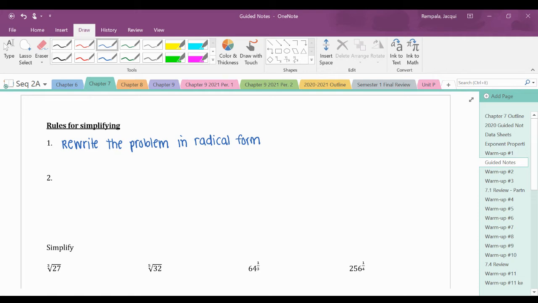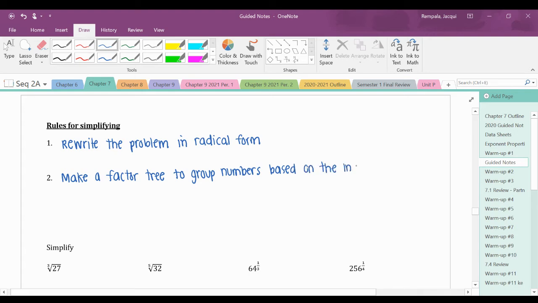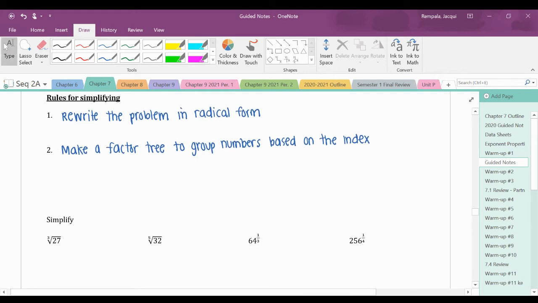The second step then is we are going to make a factor tree to group numbers based on the index. So remember, the index is that little tiny number that is a part of your radical. We're going to be grouping numbers that we make from our factor tree based off of that index. So let's talk about what that means with some examples.